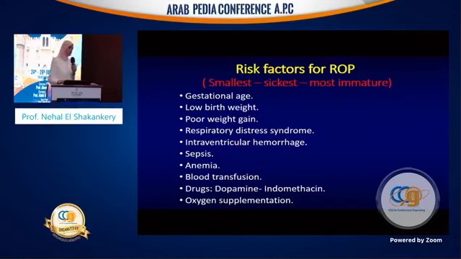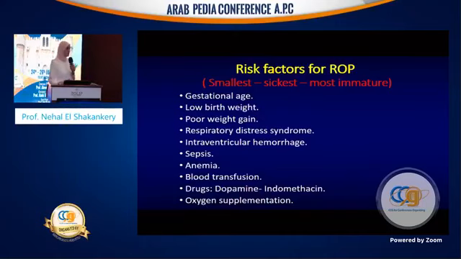And now recently they are trying to make a sort of nomogram, incorporating the three together: the gestational age, the low birth weight, and also the poor weight gain. And you can predict in advance whether this infant will develop retinopathy of prematurity or not. Infants with respiratory distress syndrome are liable to have it. These infants should be examined.